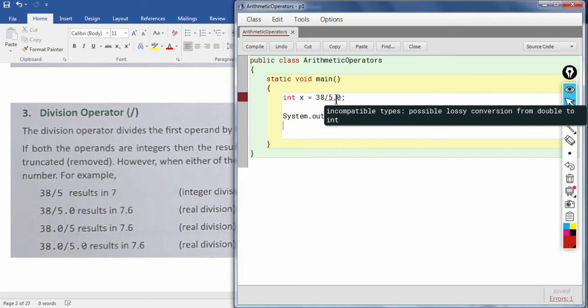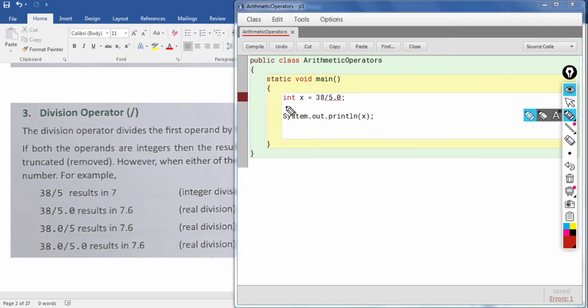In this case, it is saying that it's an incompatible types error. So where is the incompatibility? If you see, here we have got int, right? But since the expression here is 38 divided by 5.0, the result will be in a double data type, isn't it? So we are trying to assign a double data into an integer data, which is not possible. That is why the error is coming.